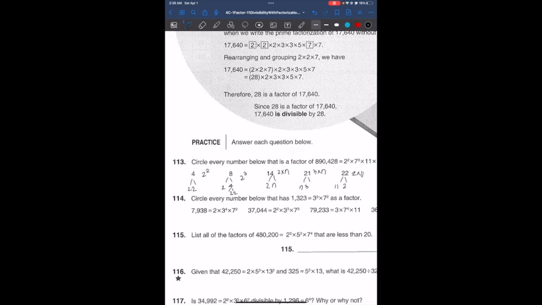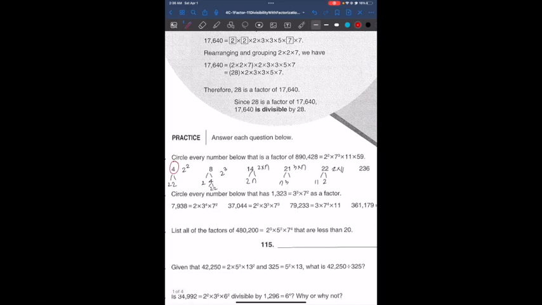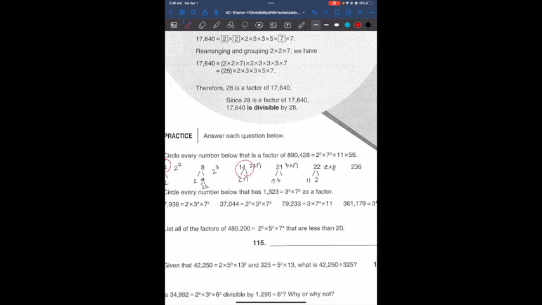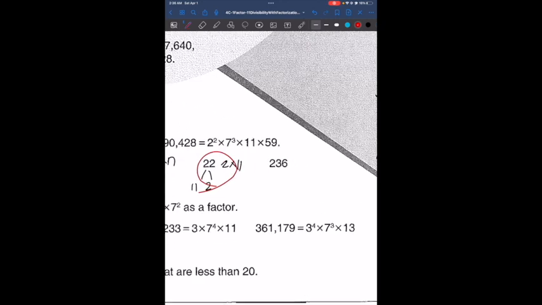So first of all, for 4, we have a 2 to the power of 2 involved, so 4 is a factor. But then for 8, we only have 2 to the power of 2, but 8 is 2 to the power of 3, so it has one more 2, so 8 is not a factor. 1 2 and 1 7 is involved, so 14 is a factor. 3 is not involved, so 21 is not a factor. 1 2 and 1 11 is involved, so 22 is a factor.